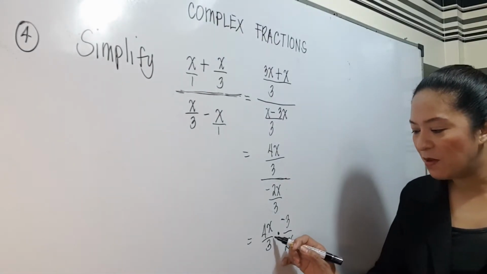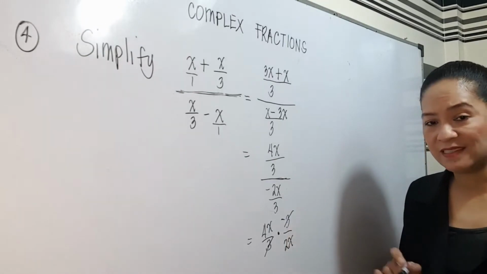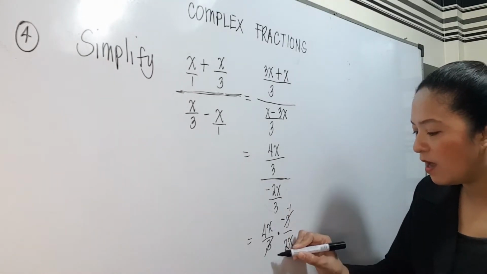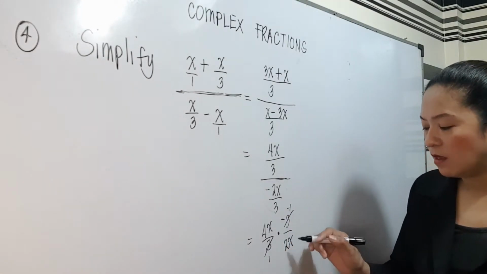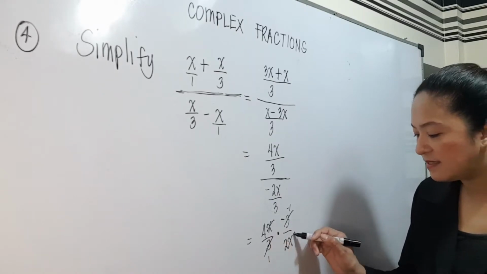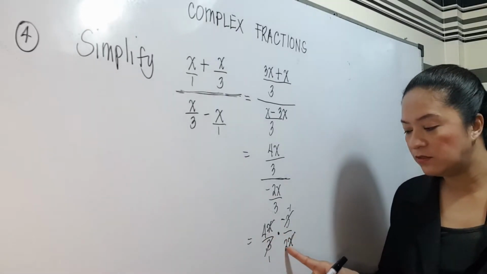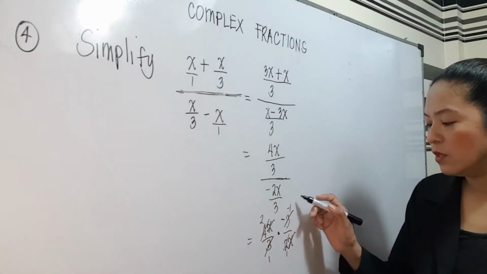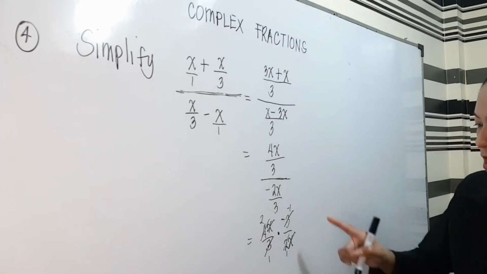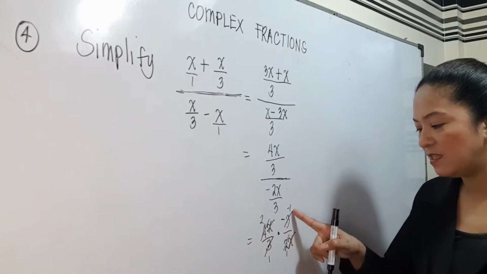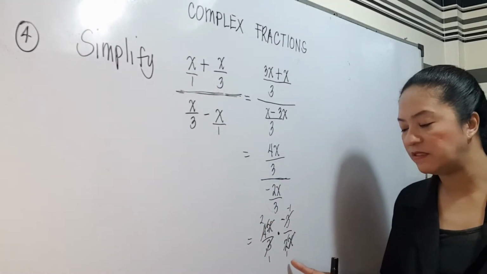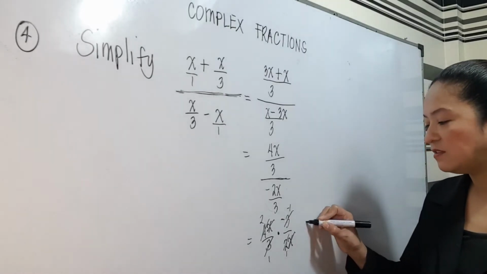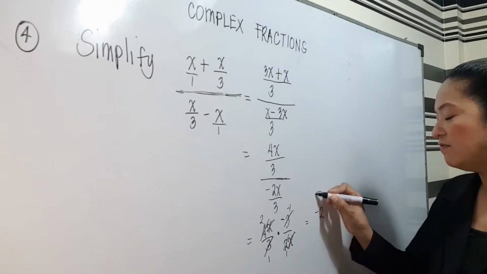Okay, so 3 and negative 3 is cancelled. This is negative 1, this is 1. Okay, then x and x is cancelled. 4 and 2. Alright, this is 1, this is 2. So what's the answer here? We have 2 times negative 1 over 1 times 1. So the answer is negative 2.